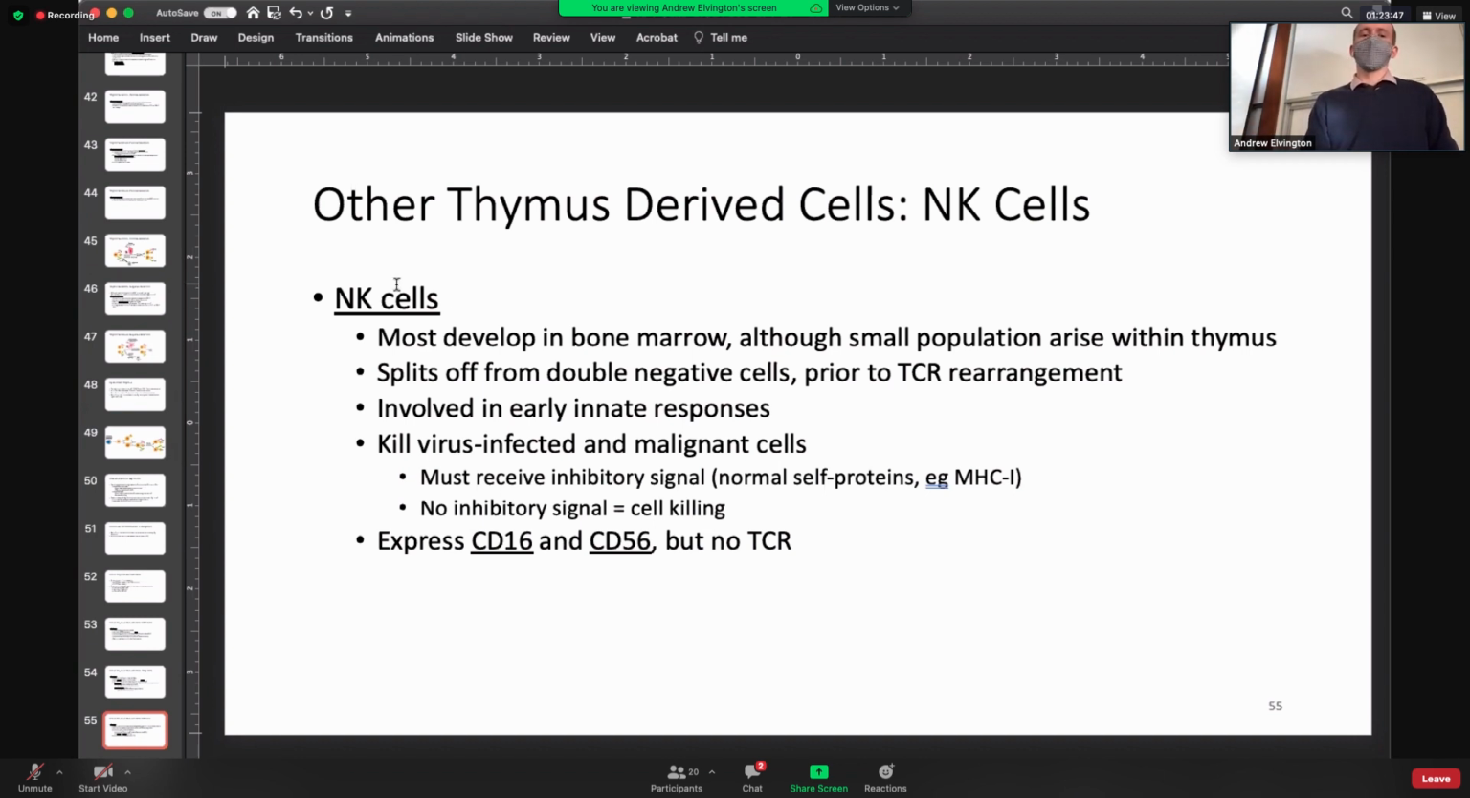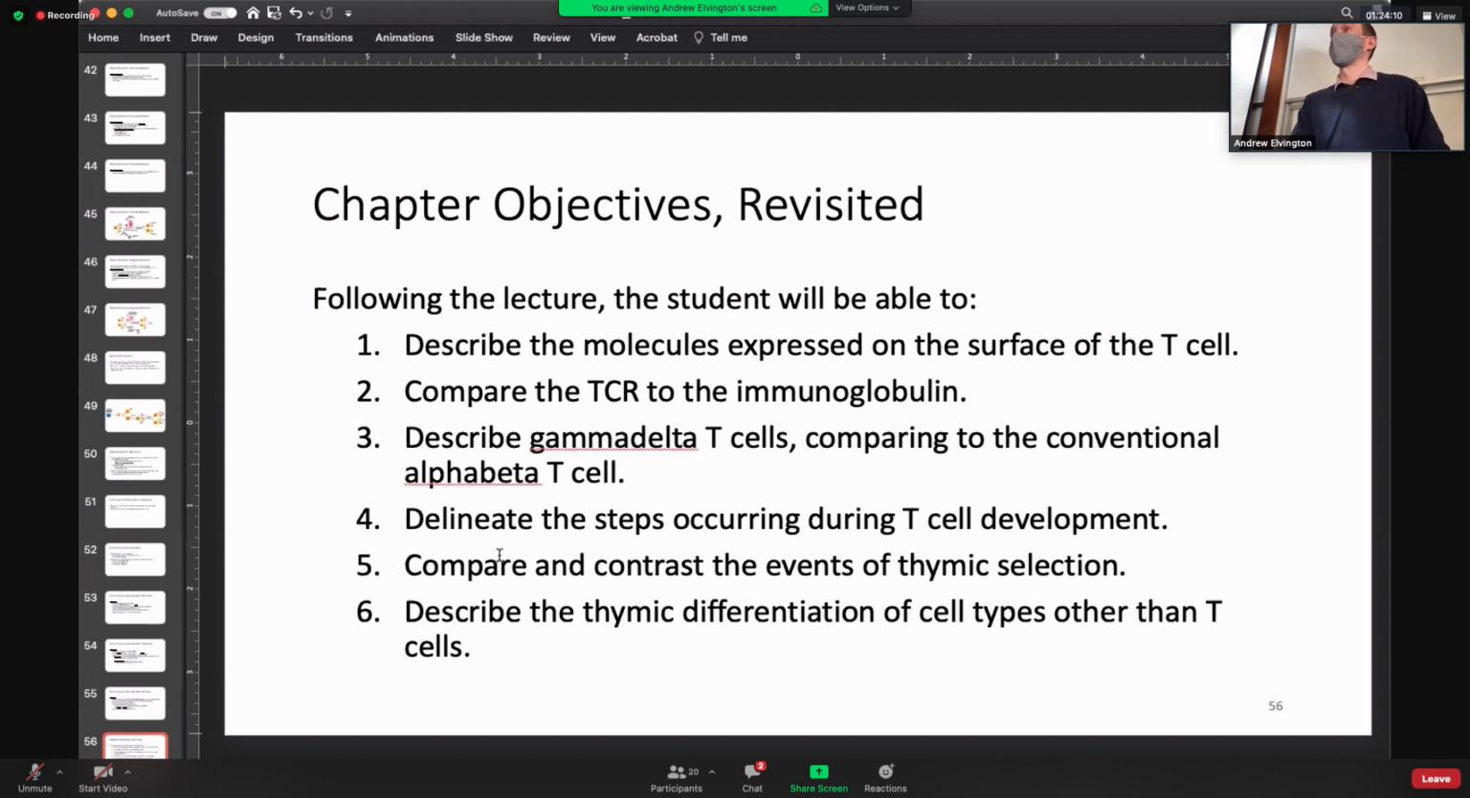Natural killer cells, because they don't have a T in their name anywhere, do not express T cell receptor, but instead have a couple of molecules, CD16 and CD56. If we were talking about mice, we would say they also express NK1.1 from the slide before. All right, and with all that, now you are experts in T cell development, more or less.